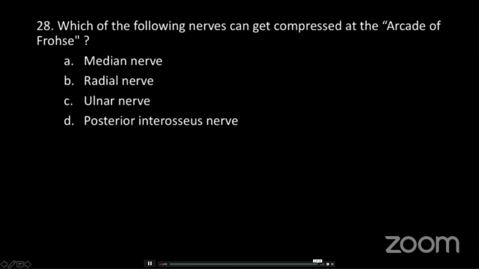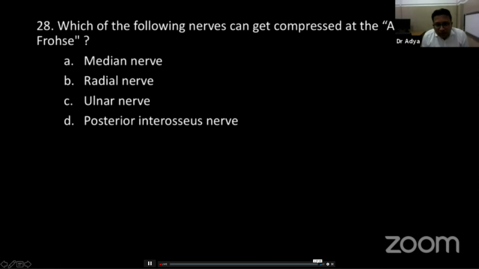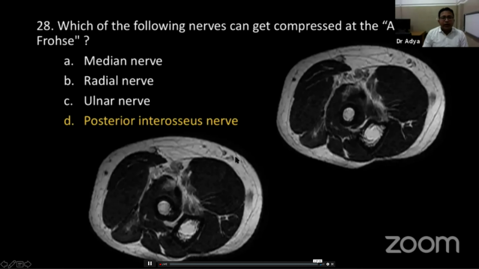So 44% of people are saying it's option B, posterior interosseous nerve. Yes, that's the correct answer. D, posterior interosseous nerve. Now, the arcade of Frohse is a fascial tunnel or fibrofascial canal, which is seen between the two heads of the supinator muscle.